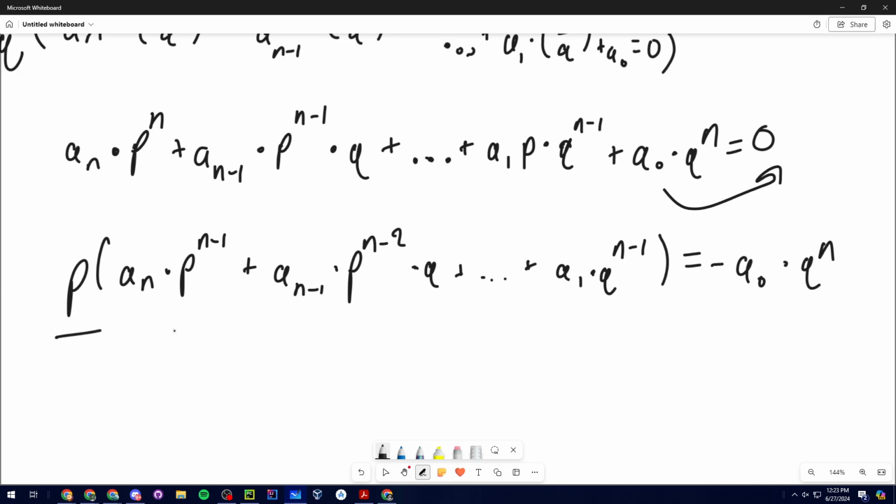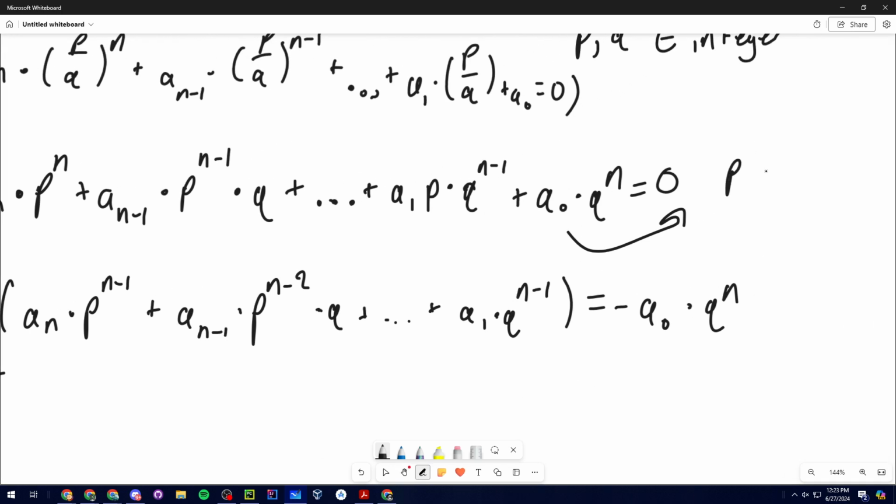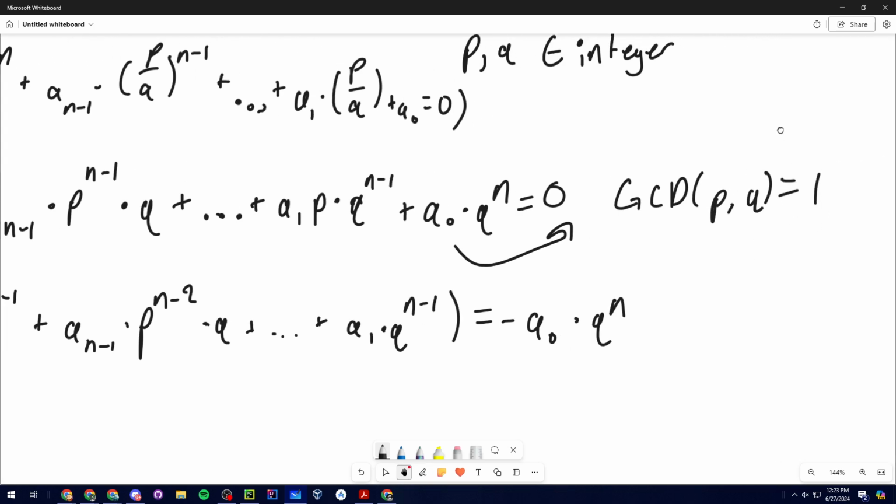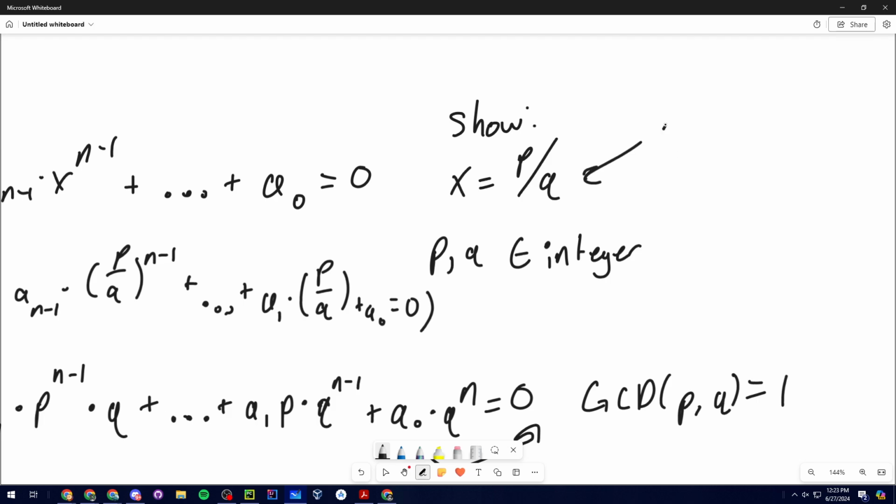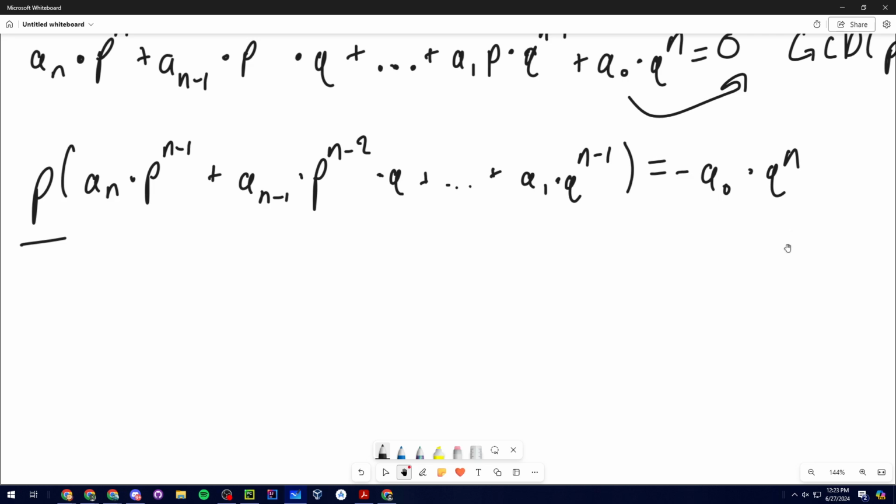So this has p, and we know that the greatest common divisor, GCD, of p and q is equal to 1. Why? Because p over q is already inferred to be in its most simplified form, right? So that just infers that, right? So because of that, when you multiply this, a sub 0 has to have a factor of p. So therefore, we've shown that p divides a sub 0, right?